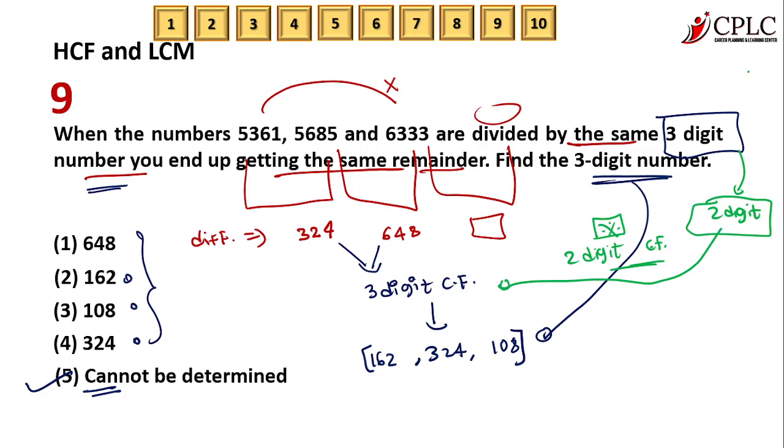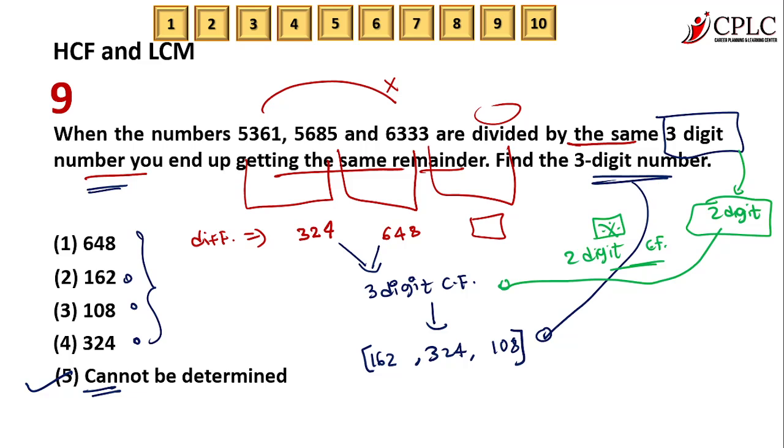So make sure you remember these concepts, and again the language is very critical because that is the identification part actually. If three or four numbers are divided by the same number and every time you end up getting the same remainder, that is the way to calculate.